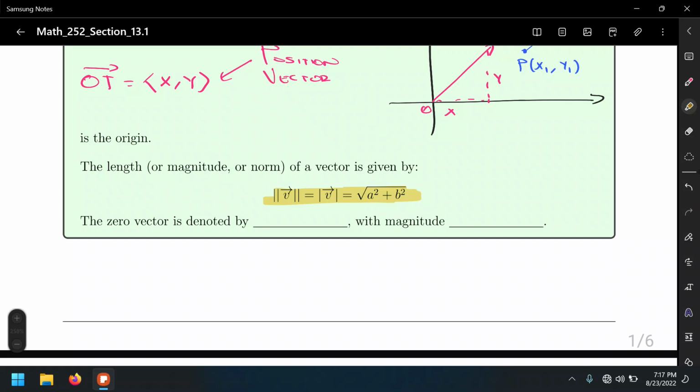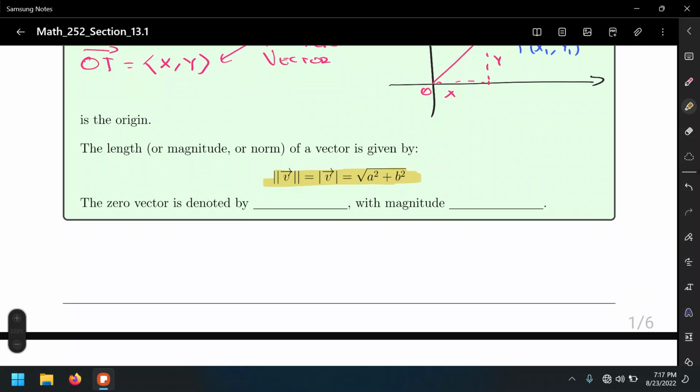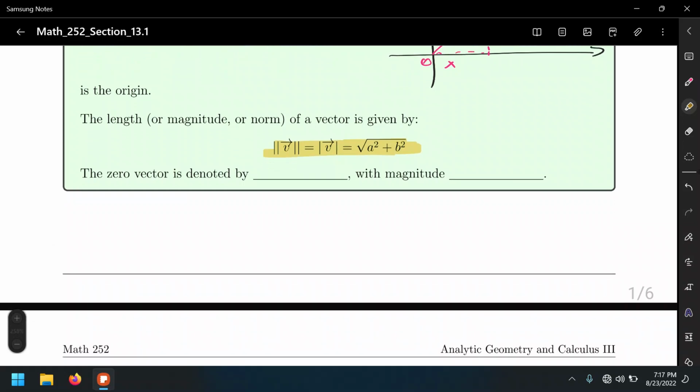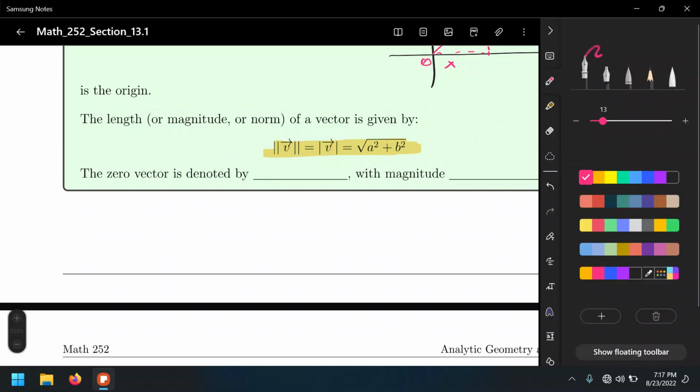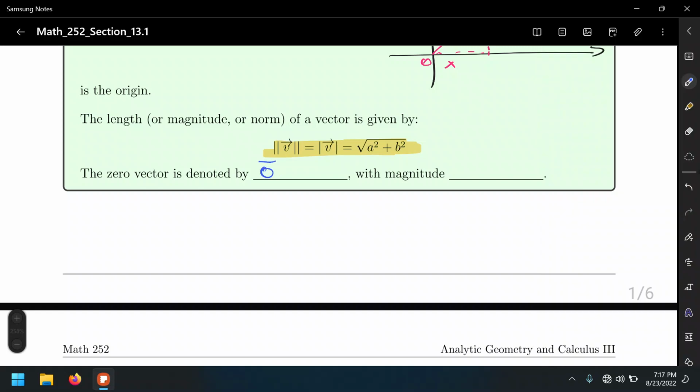Some textbooks use this double absolute value bar. Some textbooks use this single absolute value bar. So in case you look at other textbooks or other resources, you may see one notation or the other. That's why I'm just mentioning this. And be careful with the zero. So the zero vector is denoted this way as 0 with an arrow at the top.